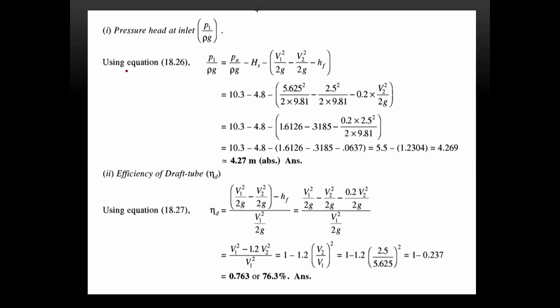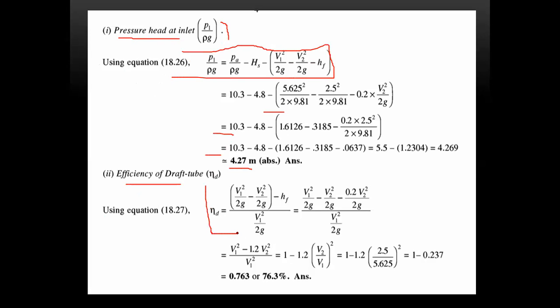Now, they asked to find the pressure head at the inlet. The pressure head at the inlet is the pressure energy P1 by rho g. So using this P1 by rho g formula, keep on substituting the values and you get 44.27 meters. Now, what is the second thing? You have to find the efficiency of the draft tube. Therefore, the efficiency is equal to, this is the formula.